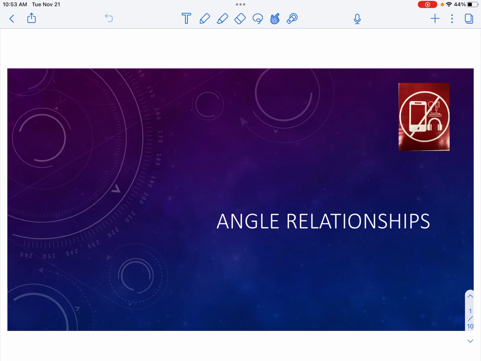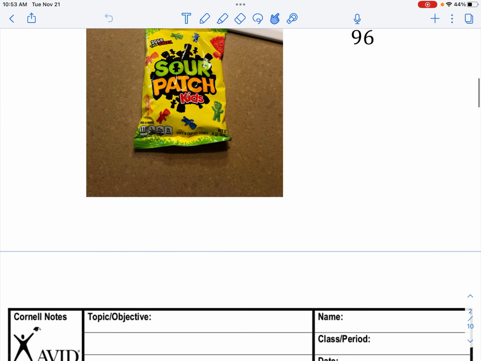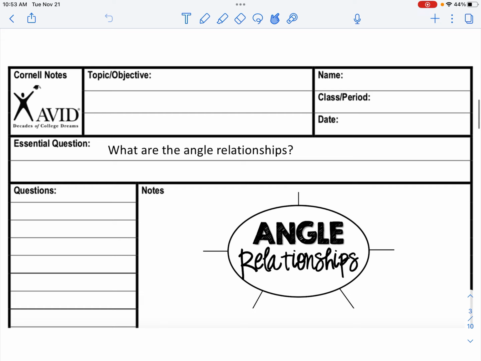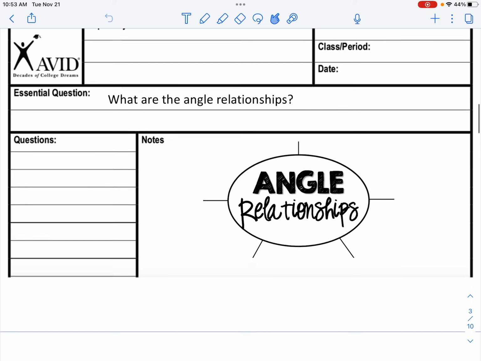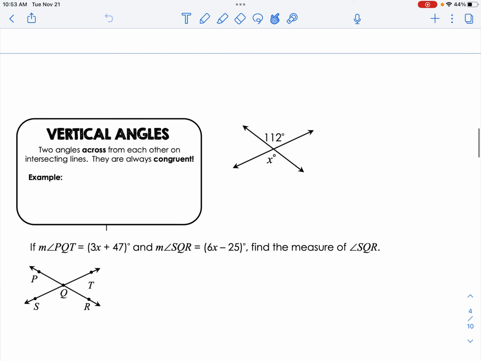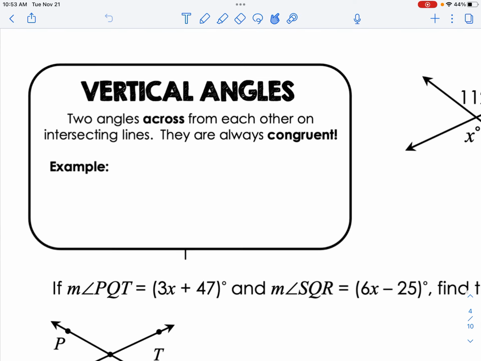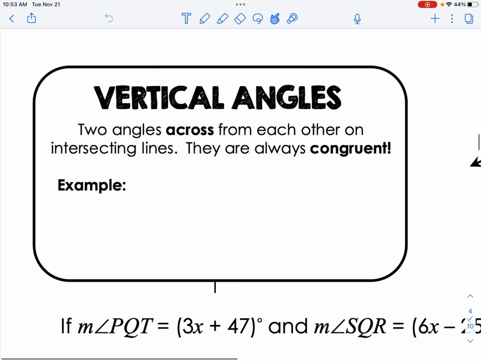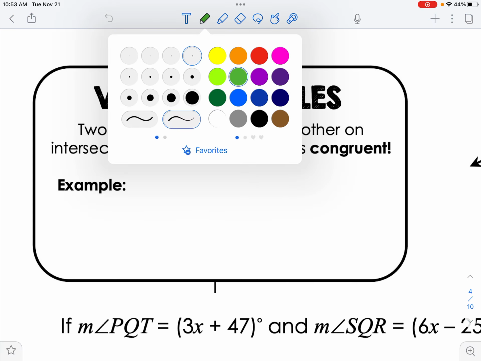Okay, so in this lesson, we're going to talk about 5 angle relationships that are important in geometry. Again, 5 angle relationships. Our first one is something called vertical angles. If we zoom in here, vertical angles are 2 angles that are across from each other on intersecting lines. These are always congruent. So let me draw this.